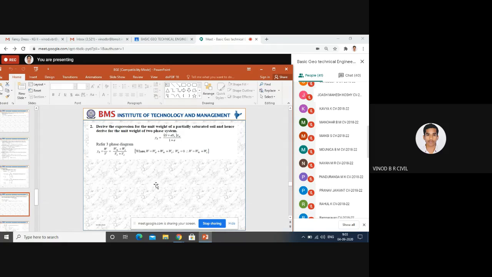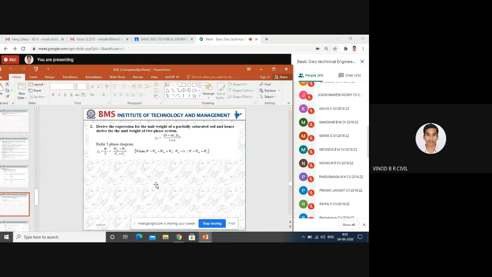Here they clearly mention partially saturated soil. Whether it is 99% or 1%, we don't know. So Sr comes into the picture here, into the unit weight of water, gamma W, divided by 1 plus e, the void ratio. With reference to the three-phase diagram: three-phase diagram means lake soil, the bottom completely covered with soil, above that water, above that air.